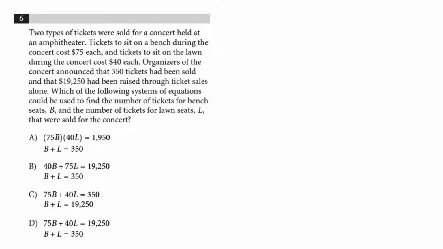6. 2 types of tickets were sold for a concert held at an amphitheater. Tickets to sit on a bench during the concert cost $75. Oh boy, lucky. Sit on a bench. Okay. So the bench was $75. And tickets to sit on the lawn during the concert were $40. Okay, so lawn was $40.